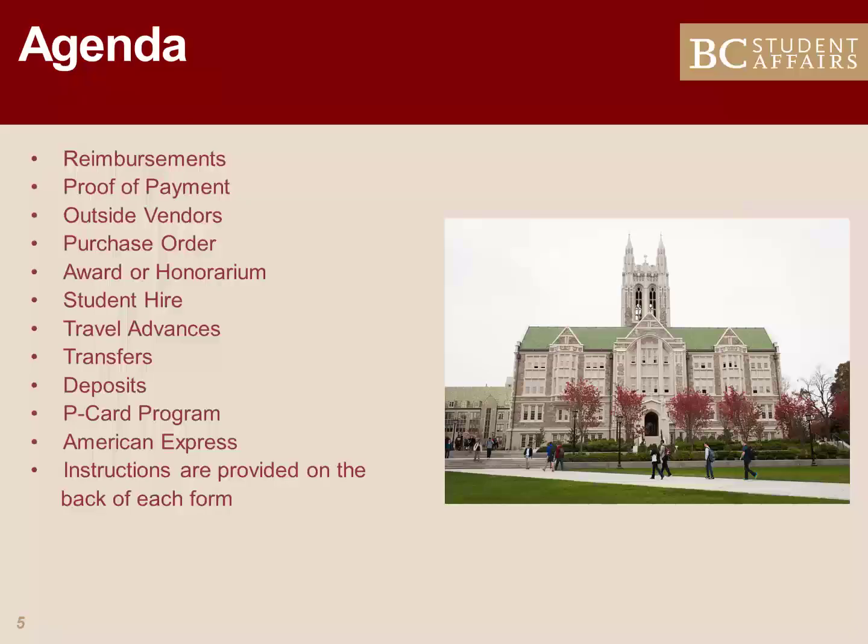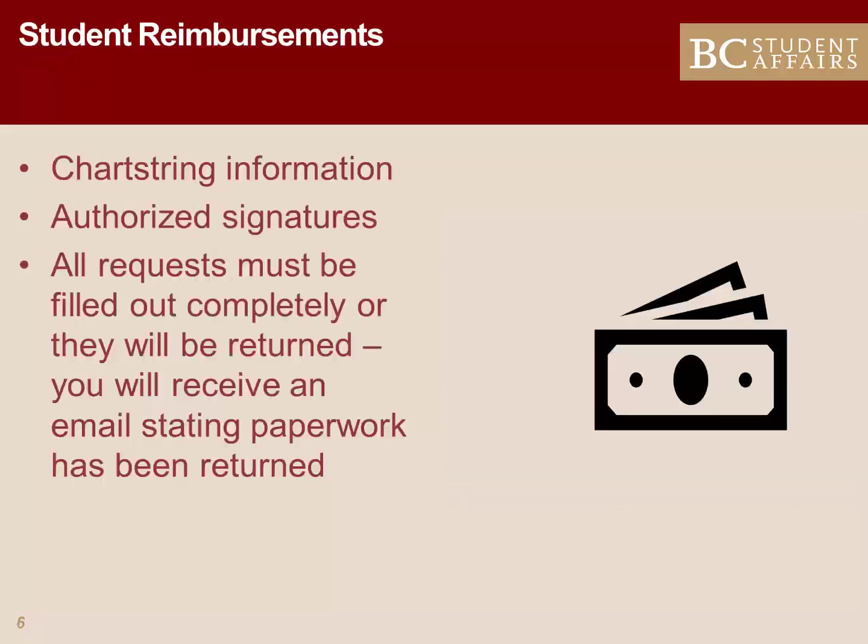I will briefly highlight the main points of discussion that you will make use of. These will be reimbursements, proof of payment, outside vendors, purchase orders, award or honorariums, student hires, travel advances, transfers, deposits, P-card program, and American Express. We will start with student reimbursements.